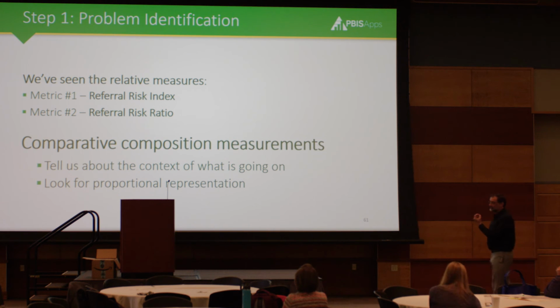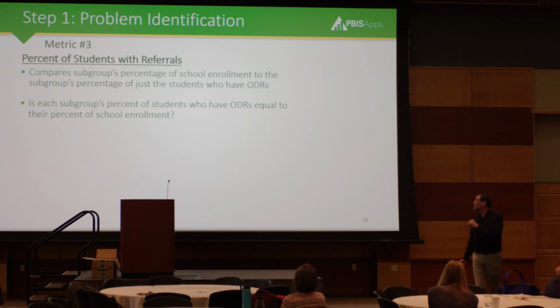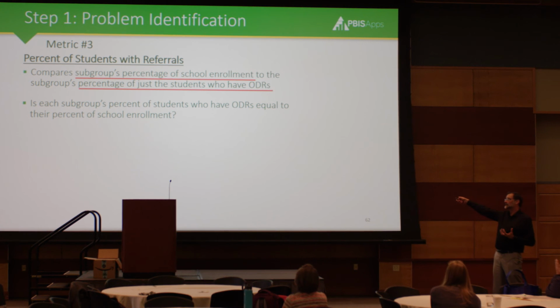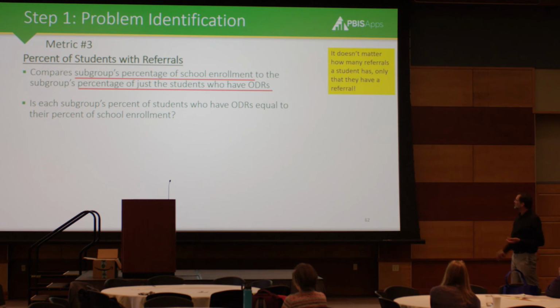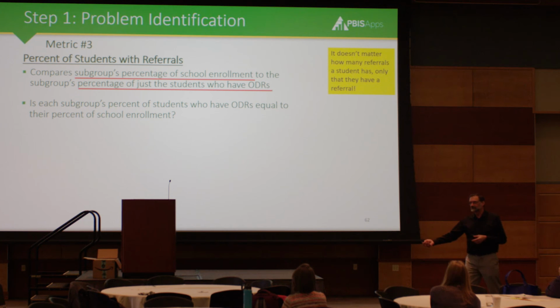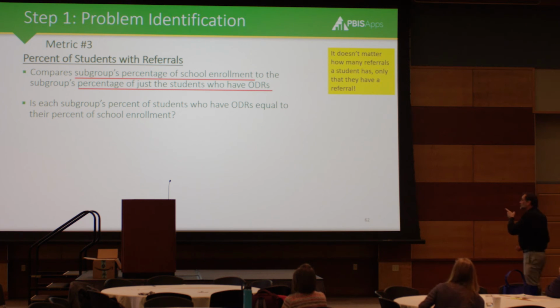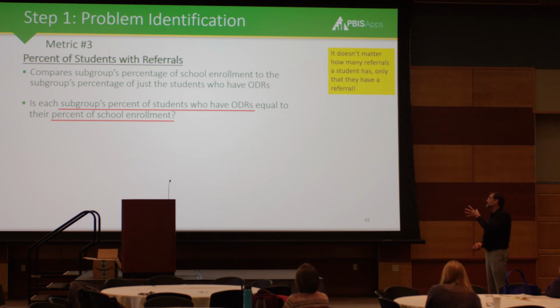Now we want to talk about those comparative composition measures. These are really going to tell us about the context, the proportionality for each of the groups. The first one is students with referrals. The first thing we're going to look at is one subgroup's percentage of the school enrollment. Whatever percentage of school enrollment you are should be somewhat similar, you would think, to the percentage of the students who have office discipline referrals. In this case, it's not going to matter if you have 1 or more referrals. Billy has 1, Bobby has 15. Together, they are 2 students within that subgroup that have referrals. So what we're really asking is, is each subgroup's percent of the students with ODRs equal to their percent of the school enrollment?